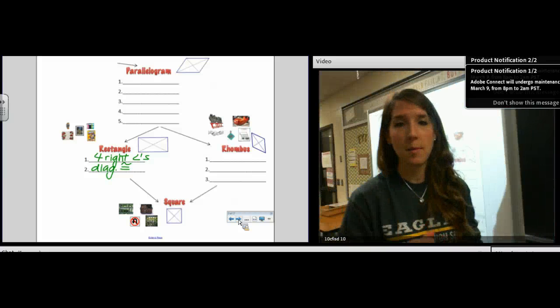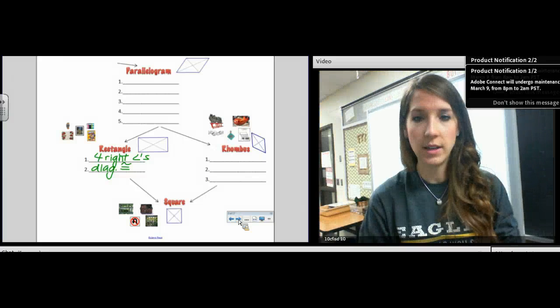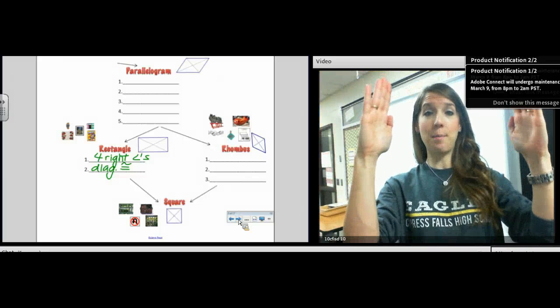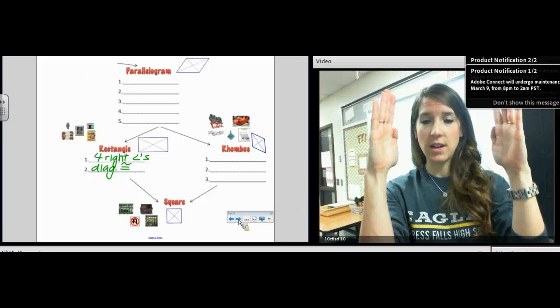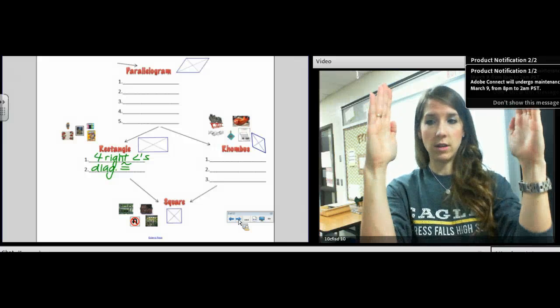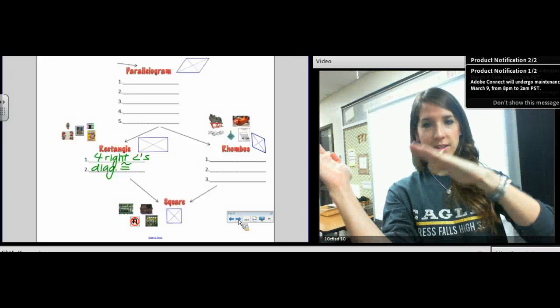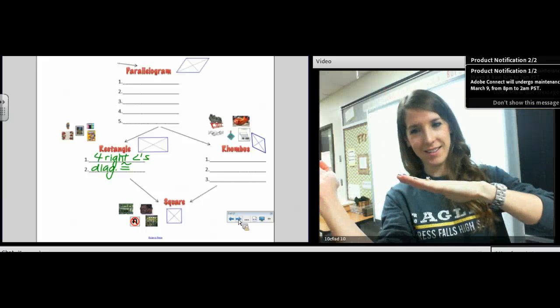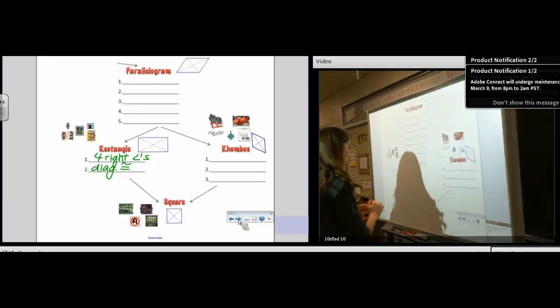So in a parallelogram and a rhombus, the diagonals are not congruent. But in a rectangle and a square, they have good posture. They're standing up straight, so their diagonals are congruent. Congruent diagonals, not congruent diagonals. Congruent diagonals, not congruent diagonals. Okay, then we got a rhombus.